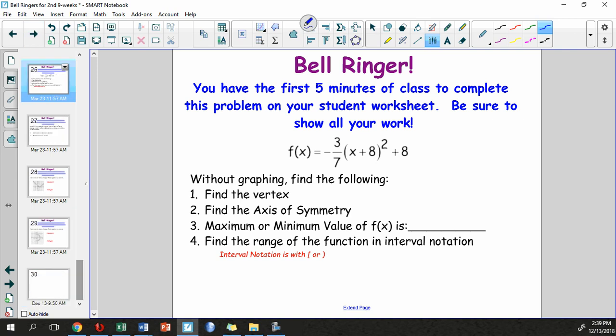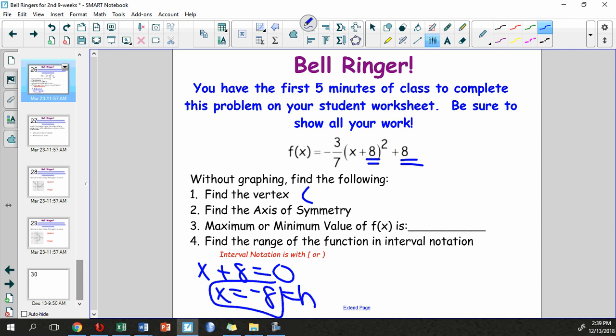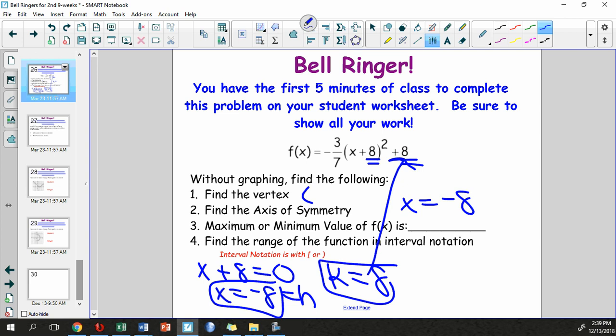Just a few more. So f of x equals -3/7 (x + 8) squared + 8. We want to find the vertex. That's going to be the h and the k. So in this case, for the axis of symmetry, x plus 8 is equal to 0. So x is equal to -8. This is your h value. And then the k is the other 8 at the end, which is this one right here. And if we want the axis of symmetry, it is simply going to be x equals -8. So that is going to be number 2. Number 1 is going to be the vertex (h, k), which is going to be (-8, 8).